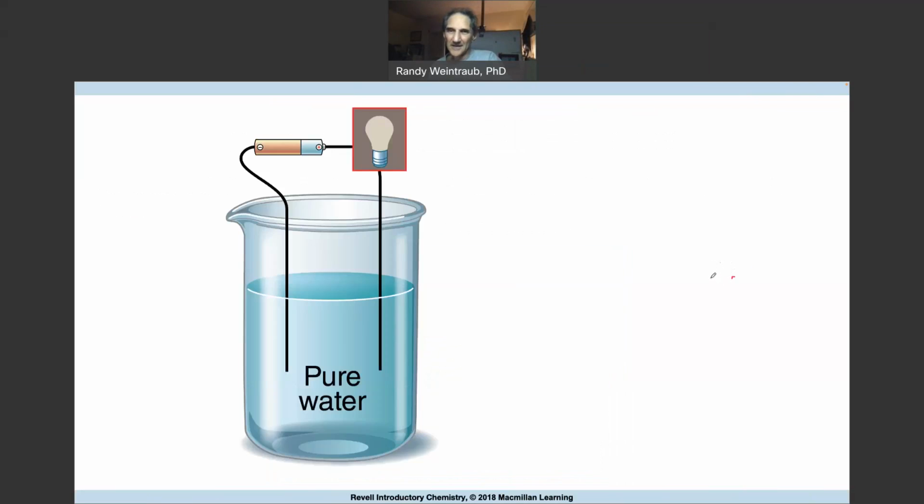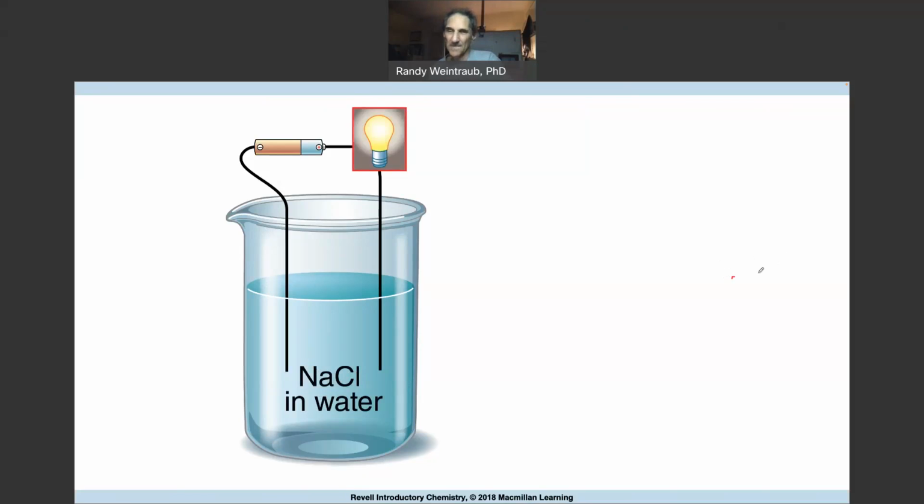But connect a battery and a light bulb with pure water, as shown here, and the light bulb will only dimly light. However, if we dissolve an ionic compound like sodium chloride in the water, the resulting solution conducts electricity much more efficiently, as evidenced by a bright light. Because of this property, we refer to aqueous ionic solutions as electrolyte solutions.